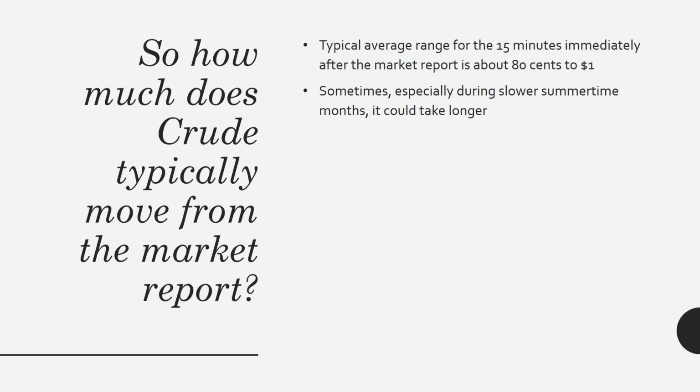Now, how much does crude typically move from the crude oil inventory market report? Well, the typical average range immediately after the market report is anywhere from 80 cents to $1. Now, during the summer months, it can be slower, and it could actually take all day to get that movement. So that's one thing to consider if you're trading the crude oil inventory during the summer.